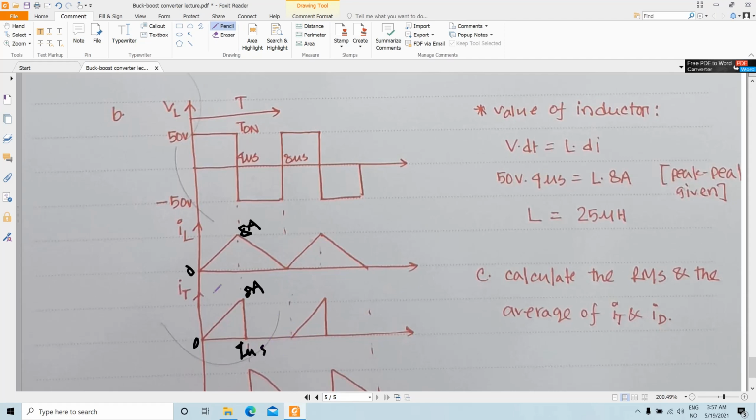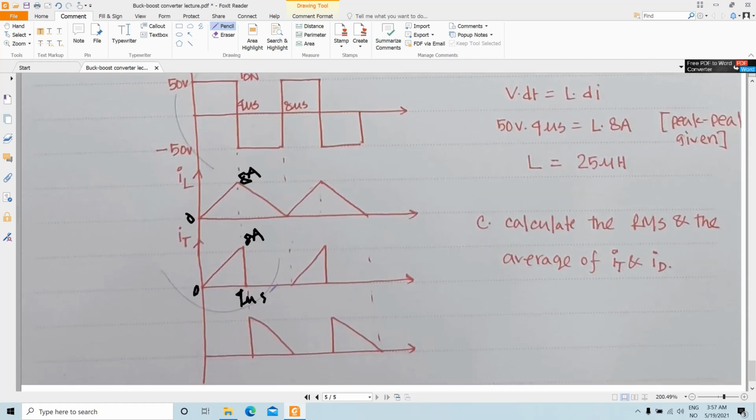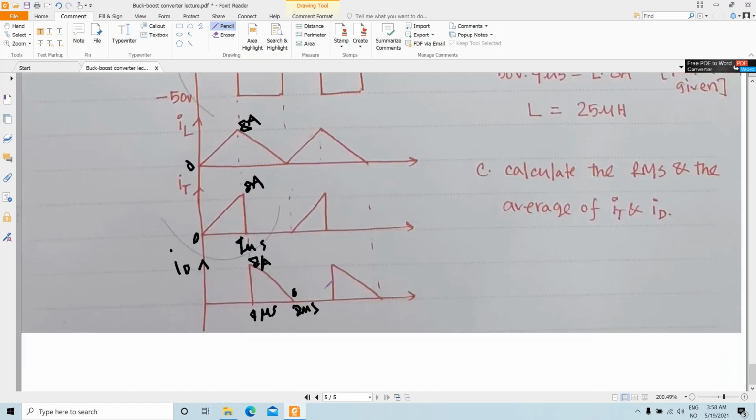Then basically you have to calculate the RMS and the average value of this transistor current, and then get your diode current from here. So this is your 8 amp point, and this is your 0. The y-axis value is 0 here, the x-axis value is 8 microsecond, and this is 4 microsecond. Then you have to calculate your RMS and average value from this particular waveshape.